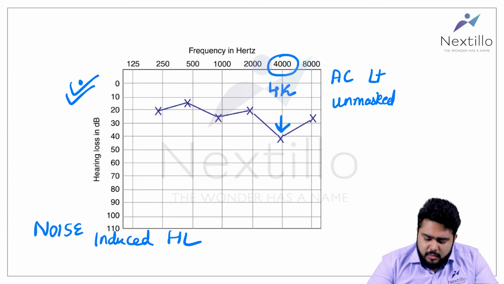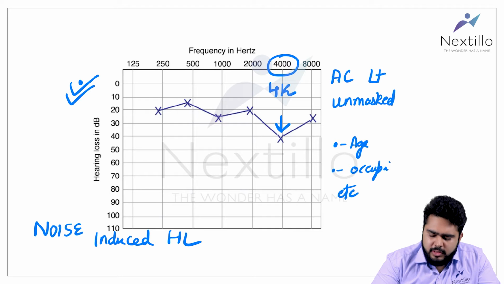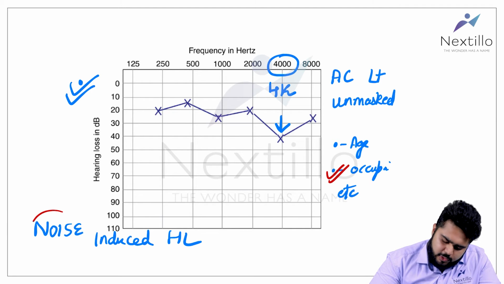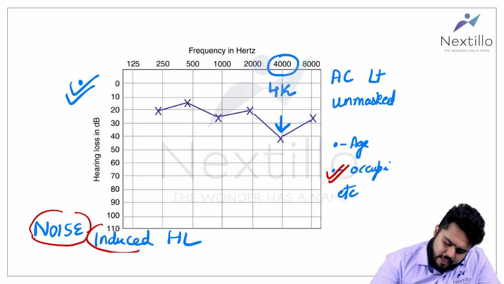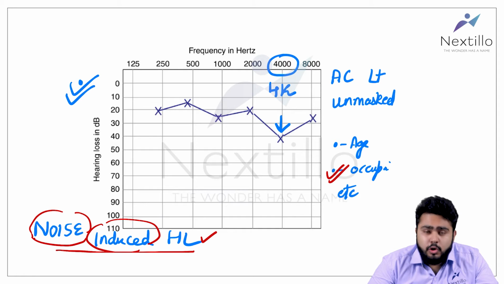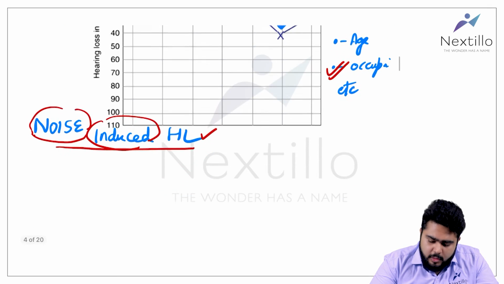Noise-induced hearing loss. So the question can be framed in many ways. Question can be, this graph represents what? A person who can have hearing loss because of age, occupation, etc. So you can go for occupation, because people at the factories, people at their work can be exposed to loud noises, and because of high exposure to noise, this can happen. This hearing loss, which is noise induced, will show a dip at the frequency of 4K hertz. Now moving to the next question.